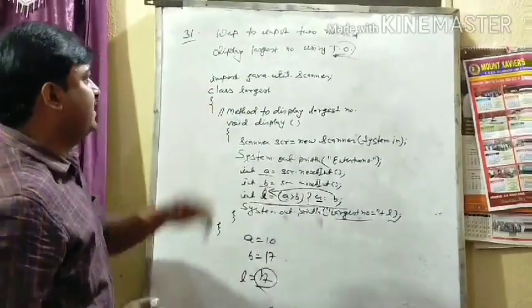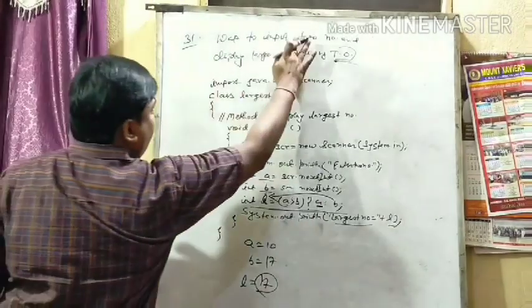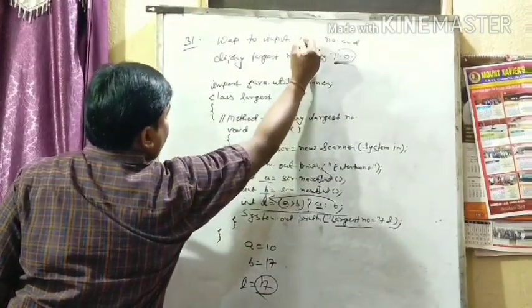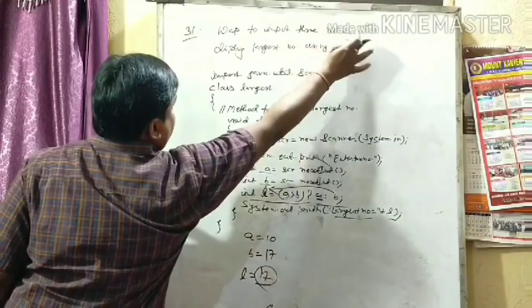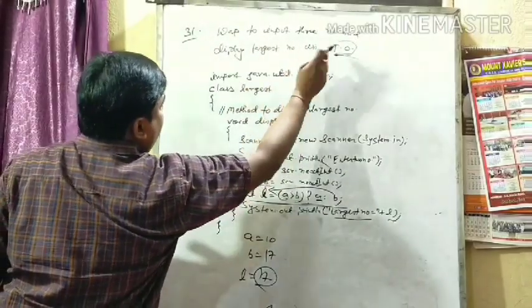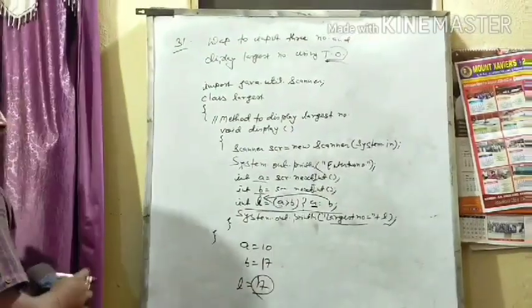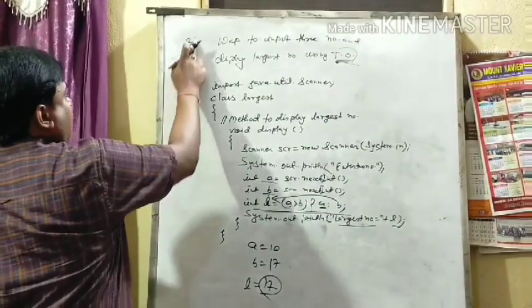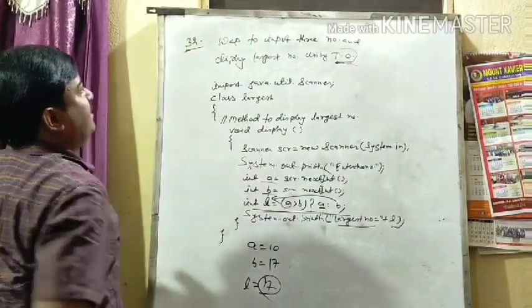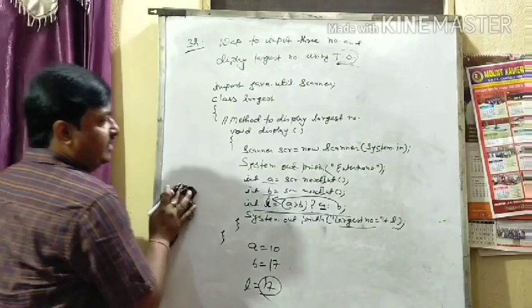Okay. Now the next question is, write a program to input three numbers and display the largest number using the ternary operator. Program number 32, largest among three numbers.